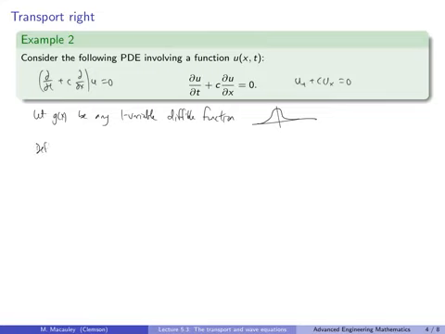And now let's define a function in two variables, u of x, t. So think of this as like a movie of this function. So we're going to have this way, but we're going to move it now to the right.